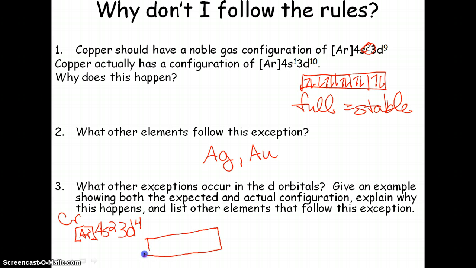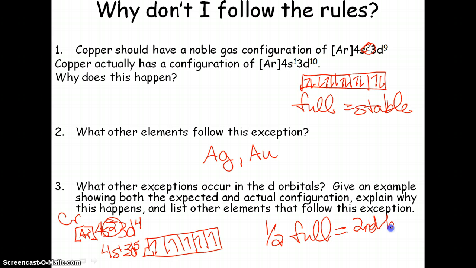So you got your d orbital, and then you got your little 5 boxes, and you would get 1 up, 1 up, 1 up, 1 up. Okay, so you would be missing 1. So if you took that 1 from the s and gave it to the 3d, you'd then be at 4s1, 3d5. Okay, so half full is the next best way to be stable. So it's like the second best stable. Okay, and other elements that follow this rule are going to be those below chromium, so Mo and tungsten.